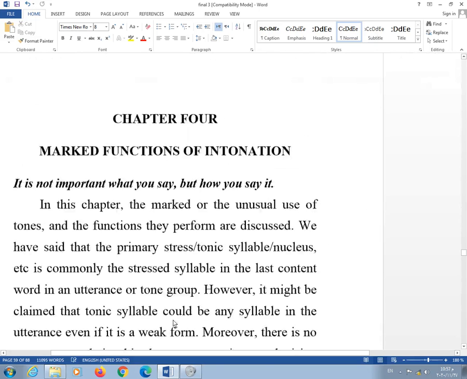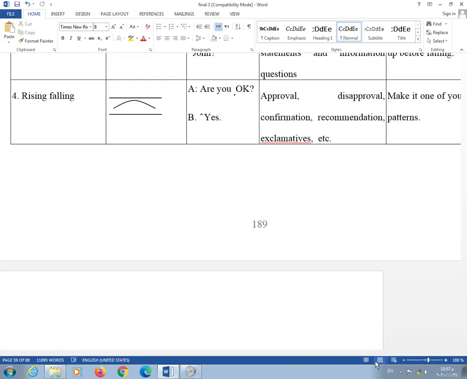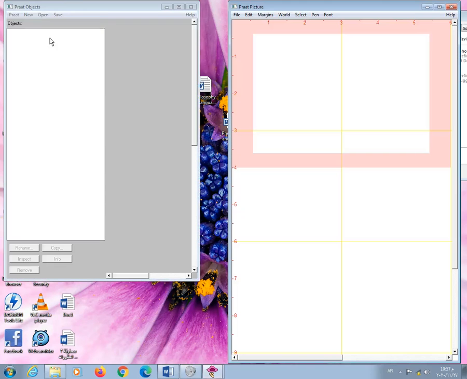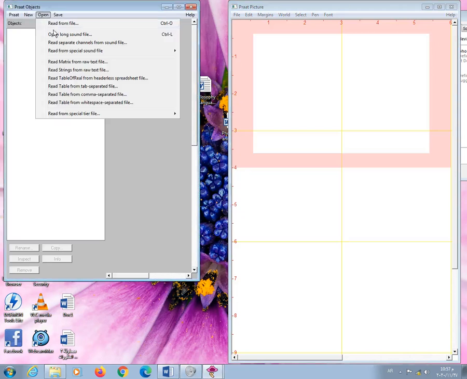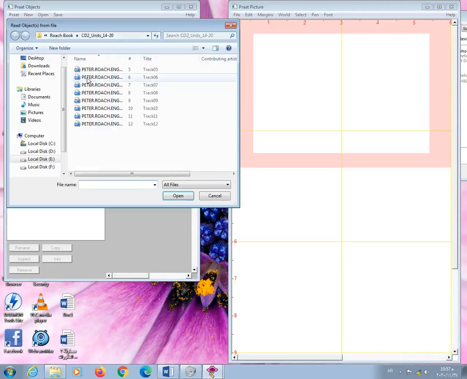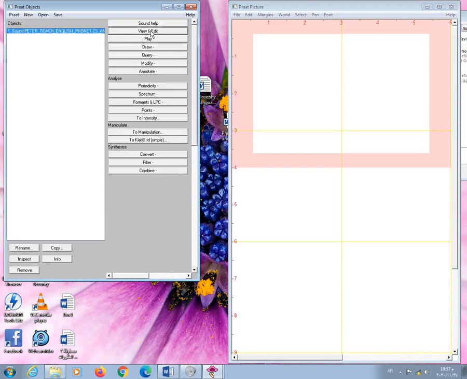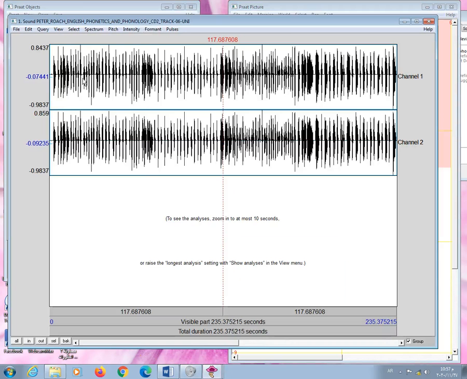Okay, so this is the end of this chapter. Let me just show you something else, which is we use Praat to show you that these tones are there in real life and they are not just in books. Okay, we take this, and we view and edit it, and then let's take these examples again and select and listen.